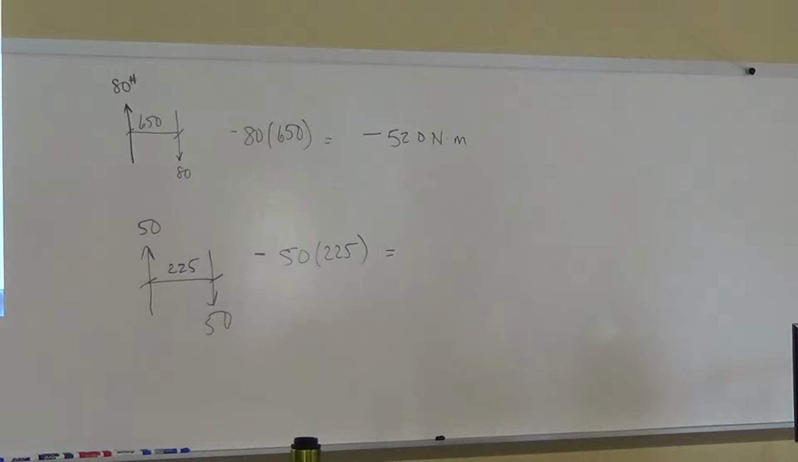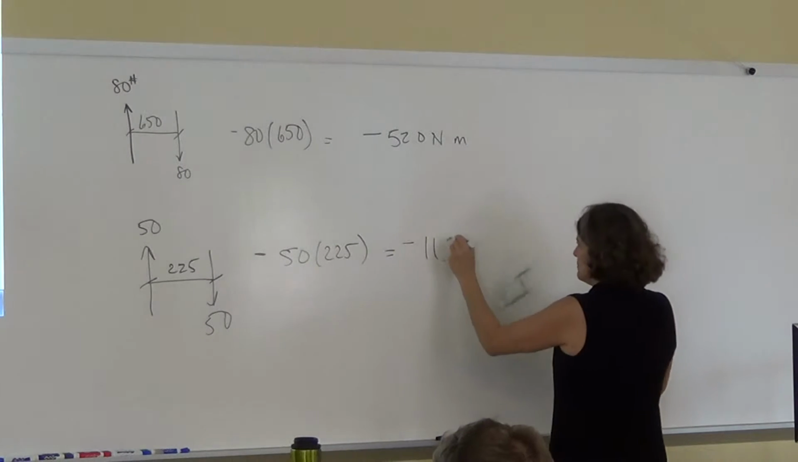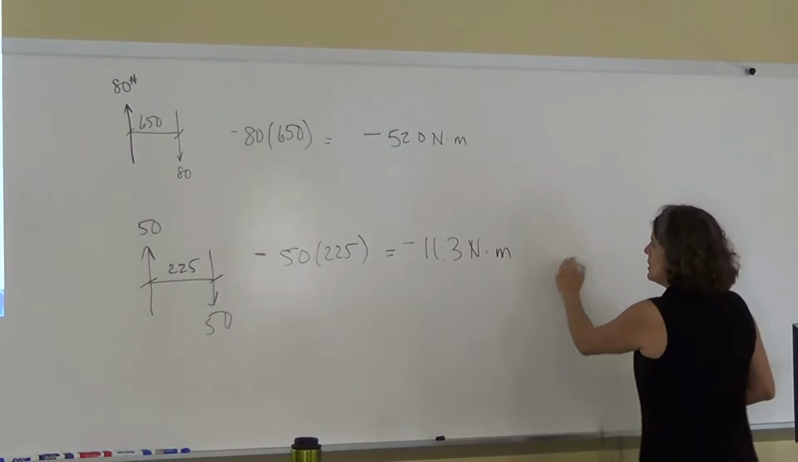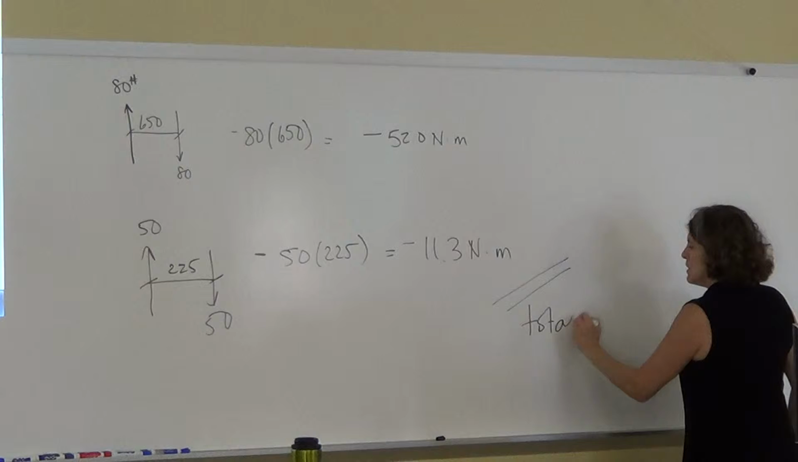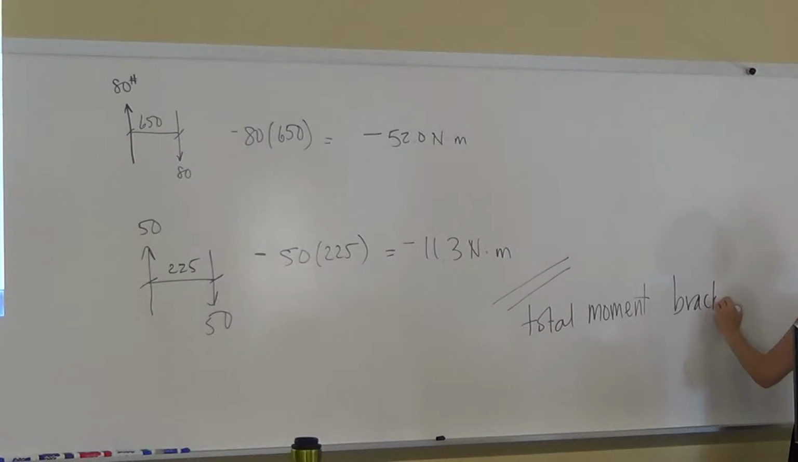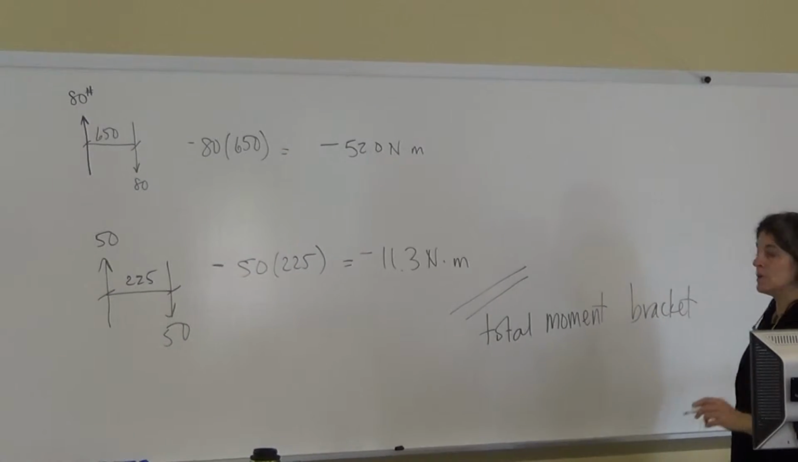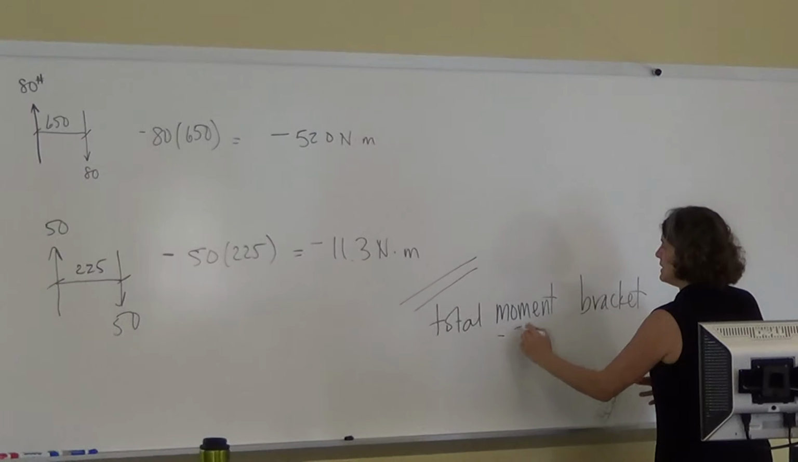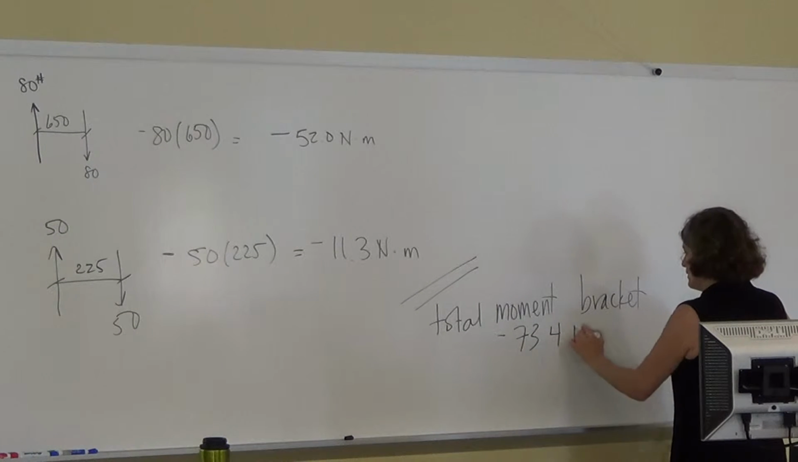I think what I'm going to do from now on is, at the beginning of the problem, start converting from millimeters to meters, so we don't have to deal with so many numbers. And then the 60 came out to be negative 19.5 Newton meters, and the 50 came out to be negative 11.3 Newton meters. So what is the total moment on this bracket? Add them all up, and I wind up getting negative 73.4 Newton meters.